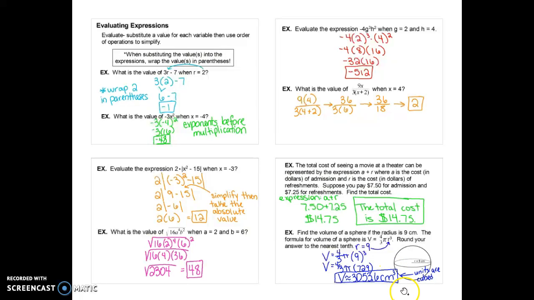Okay, anytime you're calculating volume, your answer is always going to be cubed or raised to the 3rd power. Okay, and again, if you notice the equal sign is that squiggly equal sign, that just means approximately, and that's because we had to round our answer. This is not an exact answer because we rounded it to the nearest tenth. Okay, so that is evaluating expressions. And again, remember to always wrap the value in parentheses that you are substituting in, and then continue to use order of operations just like in the previous concept.